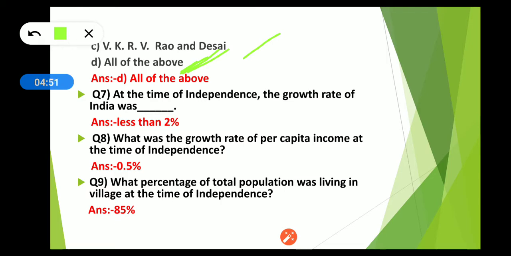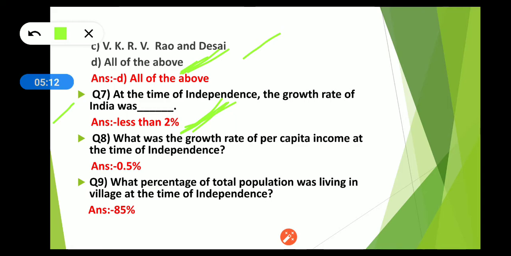Question number 7. At the time of independence, the growth rate of India was less than 2%. Why less than 2%? Because accurate data is not given in the NCERT book. In the NCERT book, less than 2% is written. Therefore, I am presenting here less than 2%.